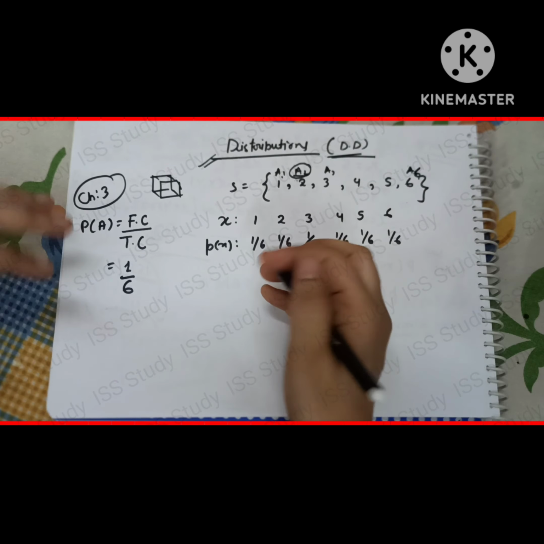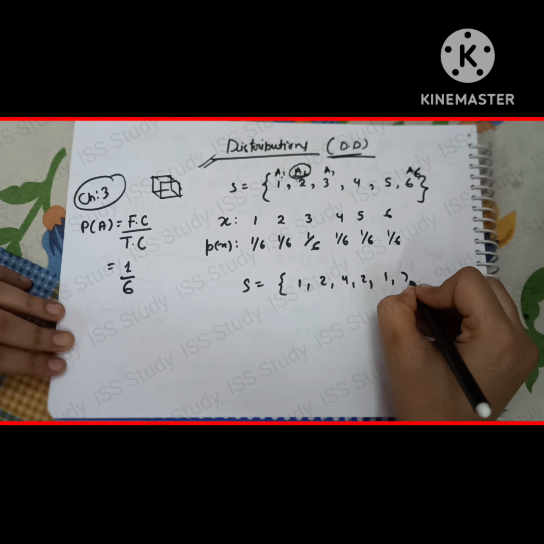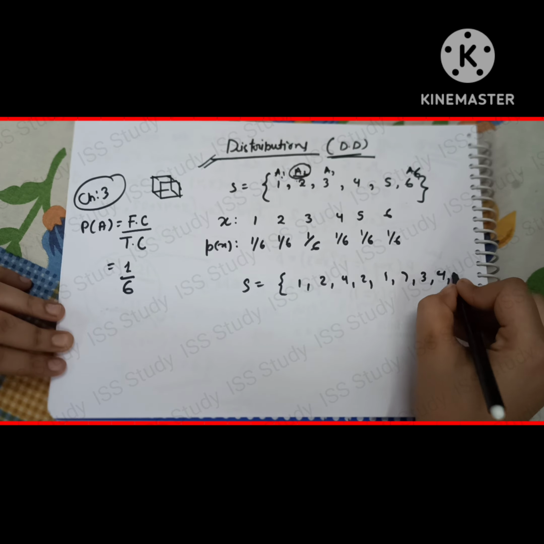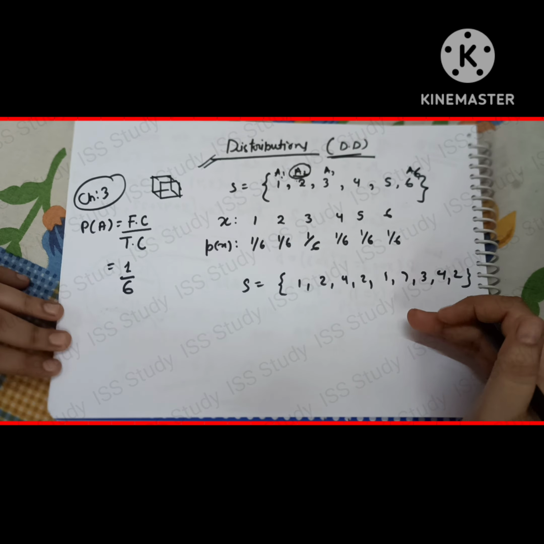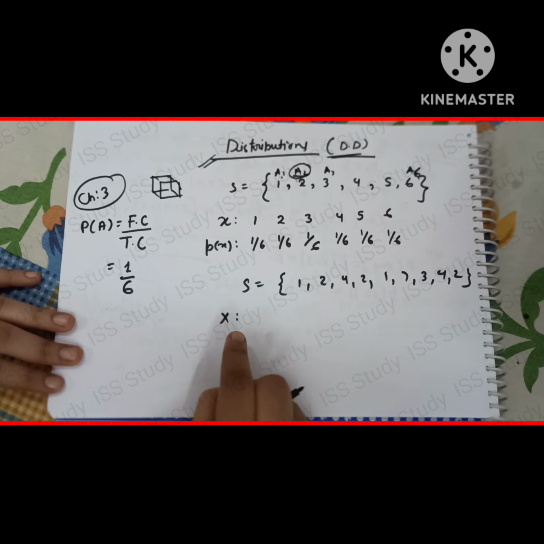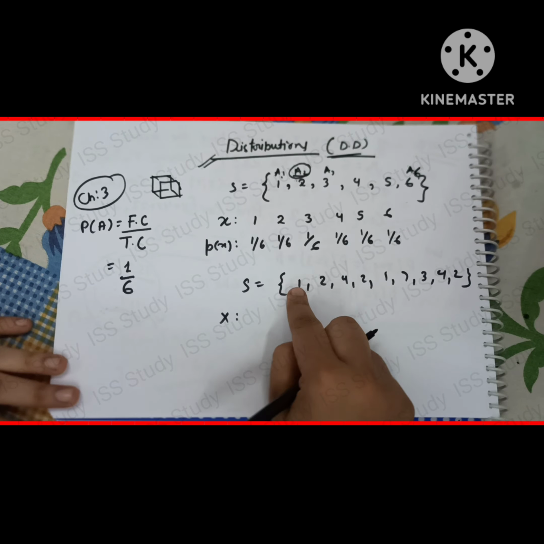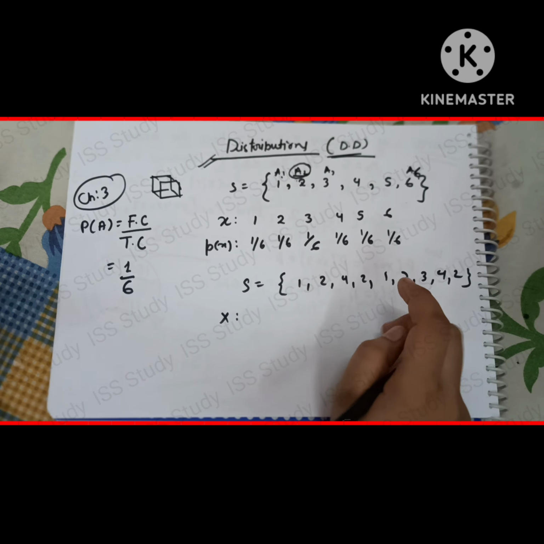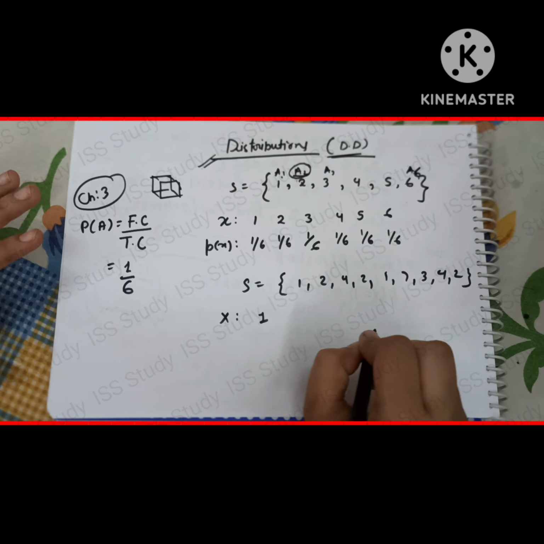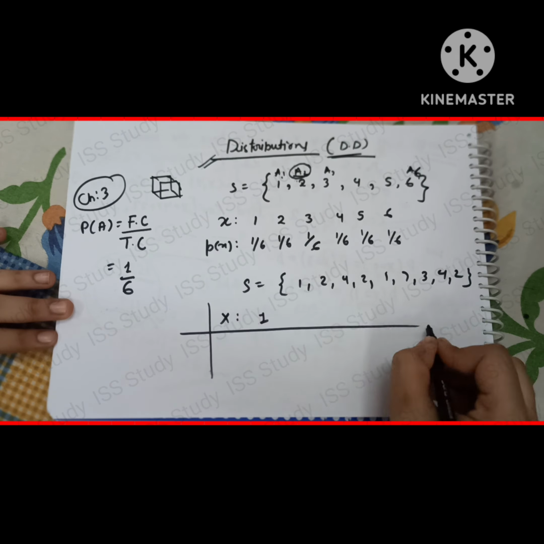Suppose this is another case where in a sample space we have 1, 2, 4, 2, 1, 7, 3, 4, 2, like that, right? So these are the events we have. Now first of all we have to write down the values of x. How many values is x taking? We have 1 two times, but I can write 1 only one time in your x. This is the PMF that I am writing here.